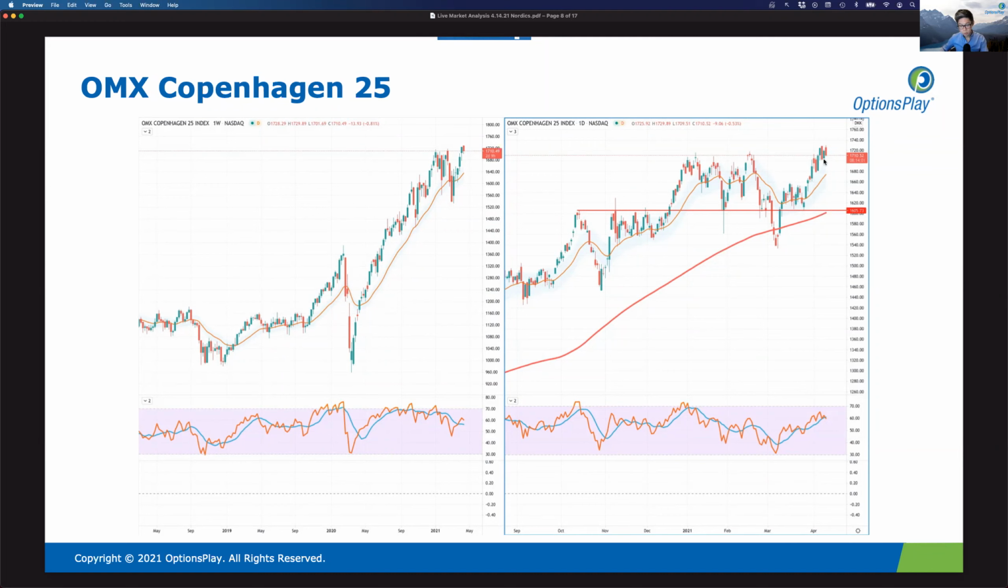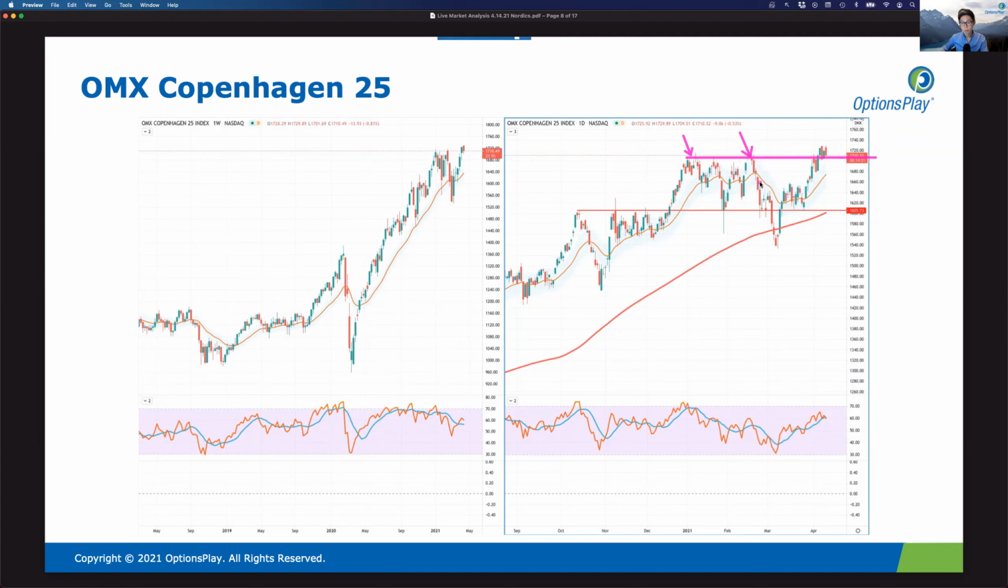When we look at the Copenhagen 25, we talked about this last time, where we have this triple top. So far, this triple top has broken out. So we had this double top around 1700 or so that has acted as resistance. We've now broken above that level.